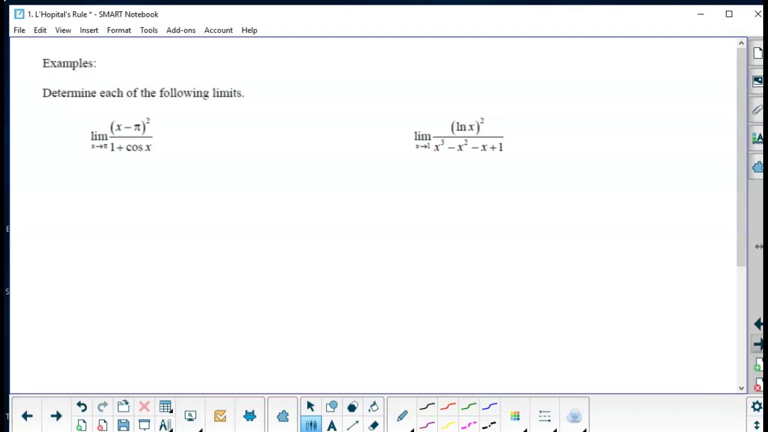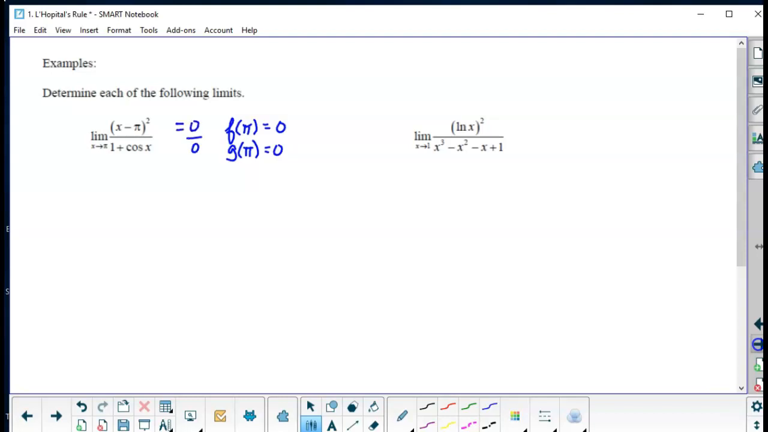So determine each of the following limits. So first of all, you have to see, do we even care, right? So if you can just substitute pi in, then you don't need to do anything else, right? But if we substitute pi into the denominator, we get 0, and the numerator we get 0, right? So here, if we call the numerator f of x, then f of pi equals 0. Denominator, if we call it g, g of pi equals 0. Okay, so right now that's 0 over 0.